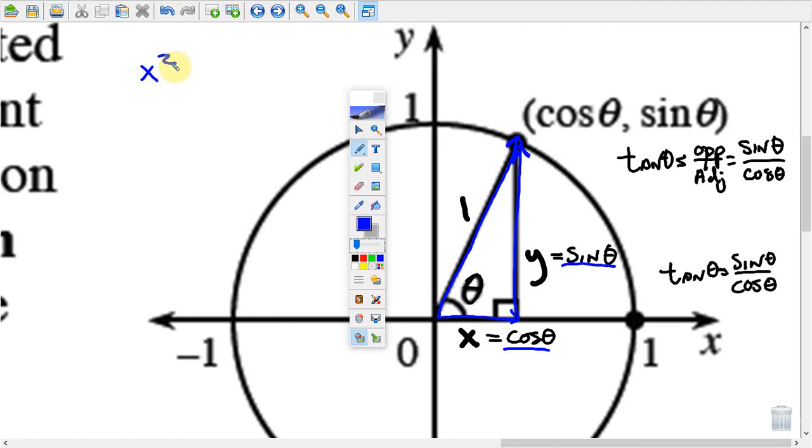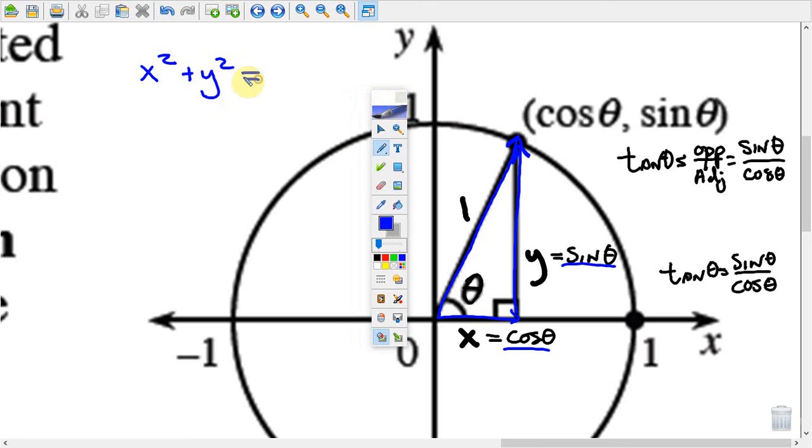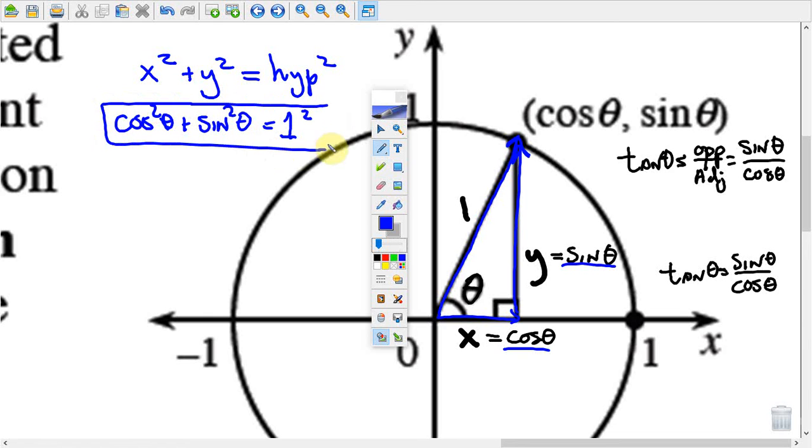by saying that x squared plus y squared equals our hypotenuse squared. In this case, our hypotenuse is 1. Our x squared is cosine squared theta. Our y squared is sine squared theta. And that gives us our Pythagorean identity, that cosine squared plus sine squared equals 1, because 1 squared is just 1.